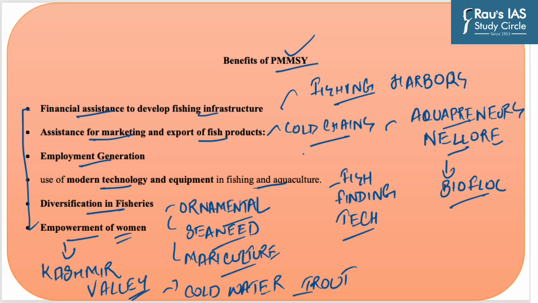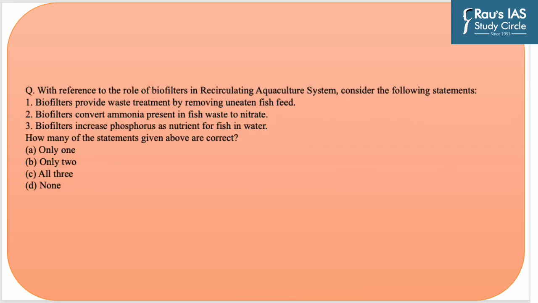Now, this scheme has indeed opened a world of opportunity, and its successful implementation will play a pivotal role in shaping the destiny of India's fishery and aquaculture industry for generations to come. Now, this scheme is also important because UPSC has been asking questions based on important aspects related to aquaculture system.